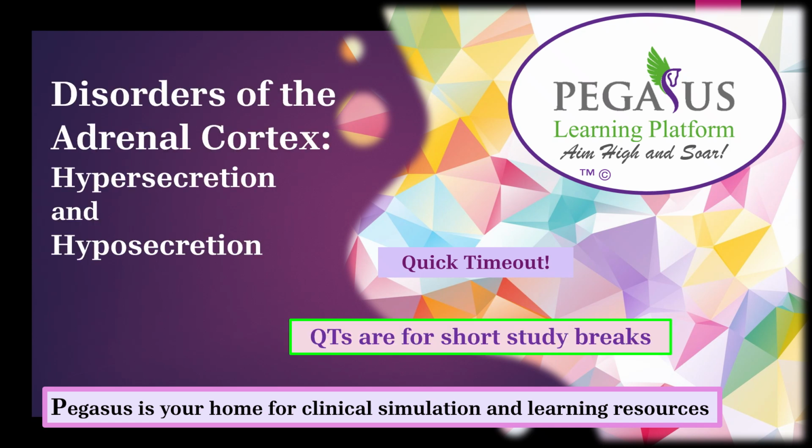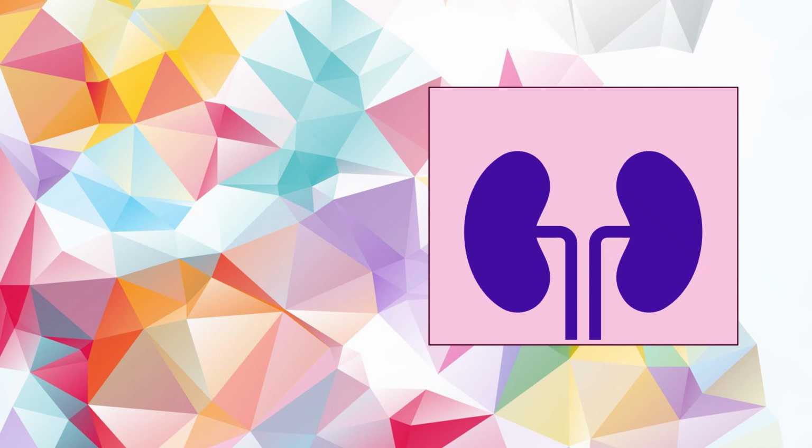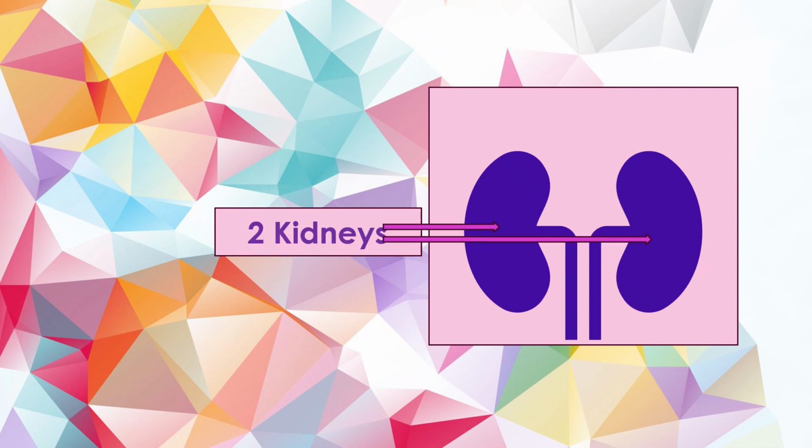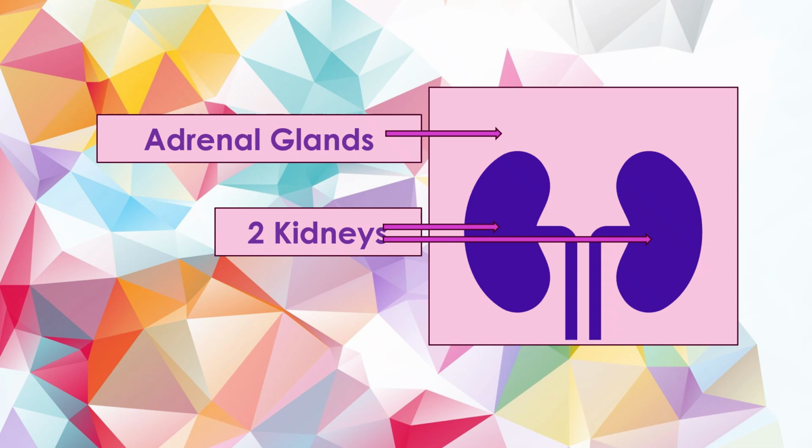This quick timeout is a short study break for disorders of the adrenal cortex, hypersecretion, and hyposecretion. We're going to start with some anatomy and physiology. We have two kidneys, and we have two adrenal glands, one on each of the kidneys.